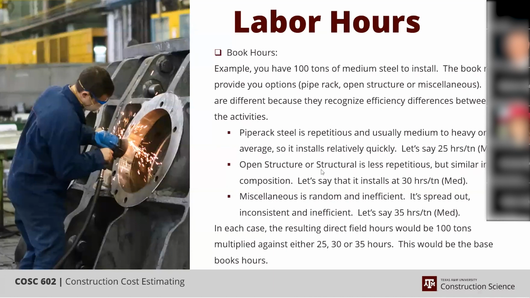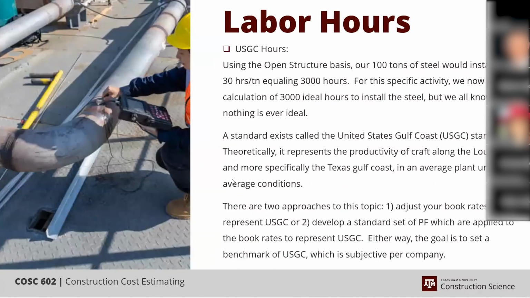So if you have those 100 tons of steel, depending upon which one of your scenarios, it would drive a difference in your wage rate. In this case, if we said it's an open structure, the 30 hours a ton times 100 tons gives you about 3,000 hours. That's hours to erect that steel.